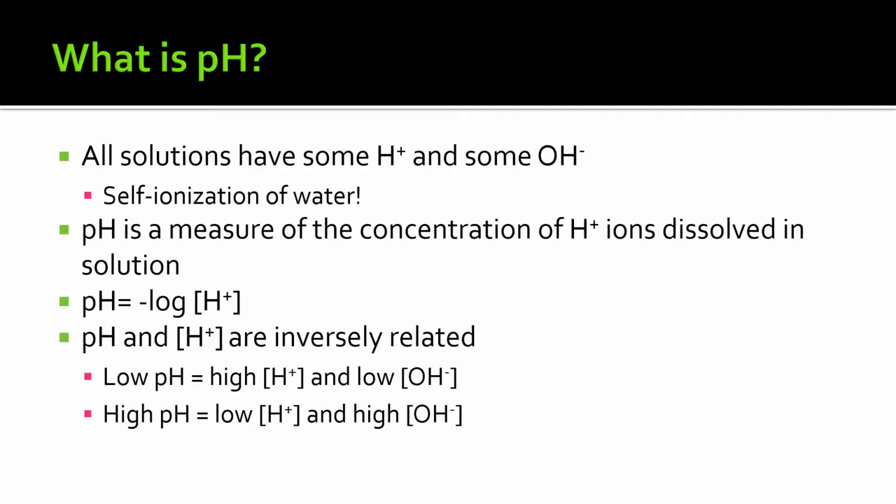Good. Let's turn your graphic organizer over to the second page. I want you to cross out the top half where you see naming sections. I want you to start in the area located underneath what is pH. I want you to write self-ionization of water. I repeat, self-ionization of water. All solutions have some hydrogen ions and hydroxide ions.